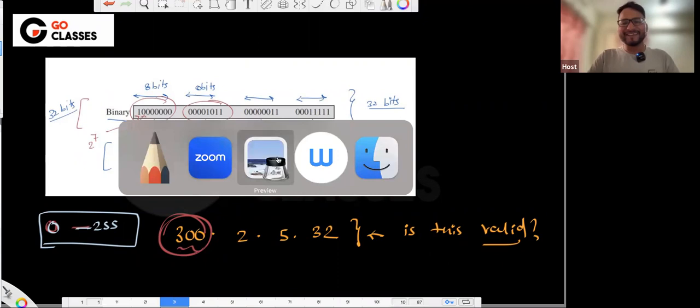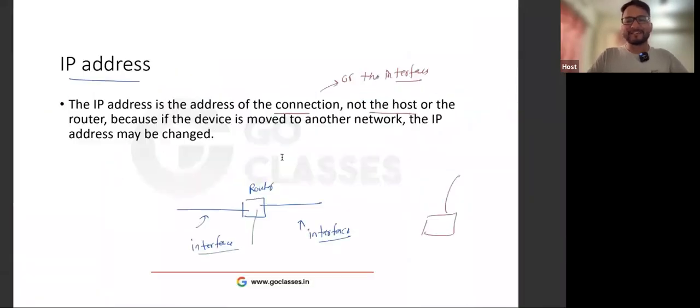So anyway, an IP address is the address of the connection, or the host, or the interface. You will get to know what an interface is once you understand forwarding tables and all. Each router is connected with a different interface, and I will clarify two things in this lecture: what a subnet is, what an interface is, and what supernets are.